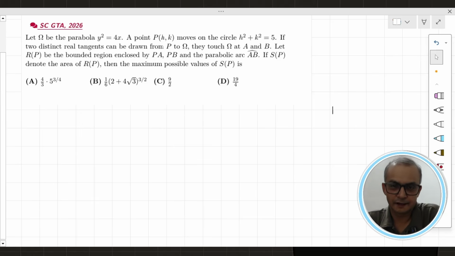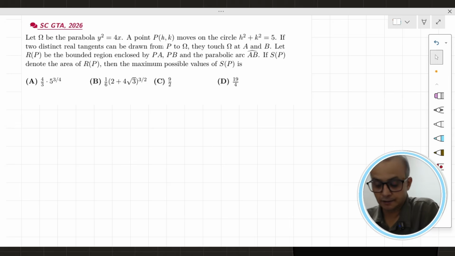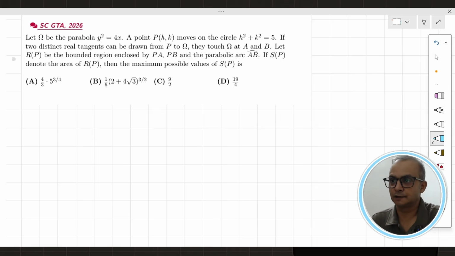Hello everyone, this is another question from this GTA series, and this question says that there is a parabola omega, y square is equal to 4x. Omega is a parabola, and y square is equal to 4x is the equation of it. A point P(h, k) moves on the circle. The circle is h square plus k square is equal to 5.